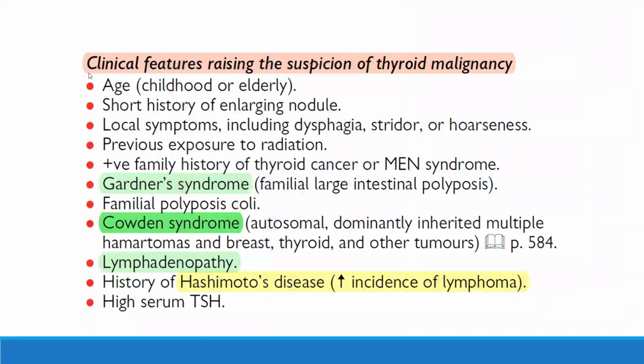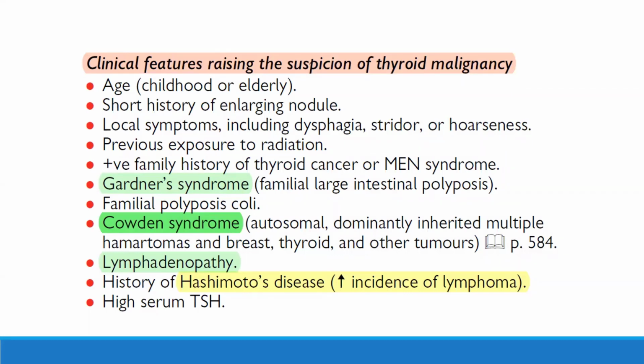So the clinical features raising the suspicion of malignancy, as I mentioned, are age, a short history of an enlarging nodule, local symptoms, previous exposure to radiation, and a family history of thyroid cancer or MEN syndrome, Gardner syndrome, and Cowden syndrome. I will just give a hint about Gardner syndrome, which is familial large intestinal polyposis. Cowden syndrome is an autosomal dominant inherited multiple hamartoma syndrome: breast, thyroid, endometrial.